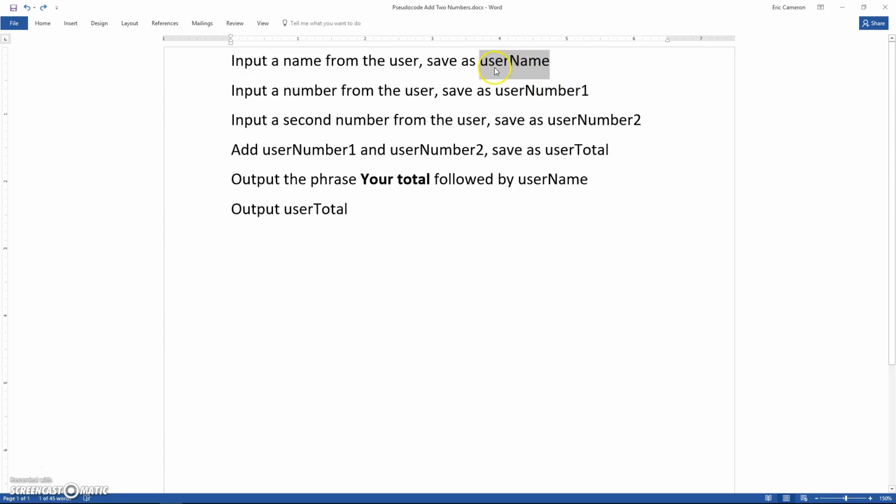You'll notice I've used first letter lowercase and then everything else uppercase, every new word. That is going to be what we consider camel case. You may hear, like the animal, the camel has a hump on its back.